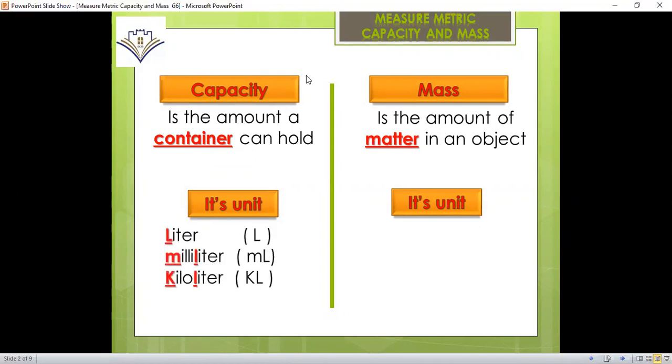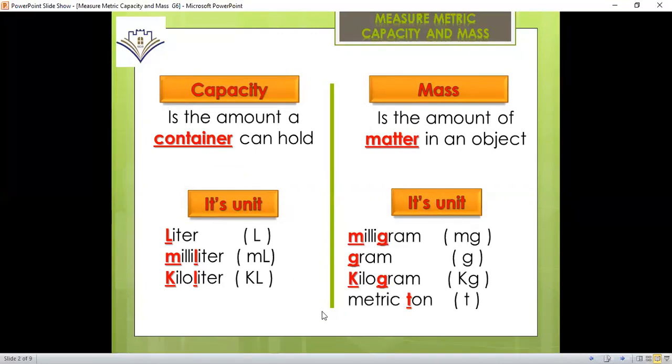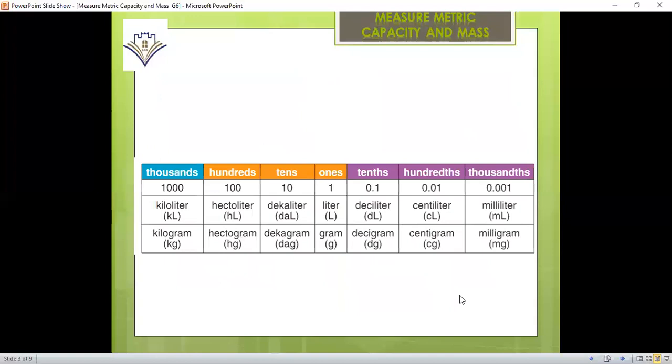Units for capacity: liter, milliliter, and kiloliter. And the units for measuring mass: milligram, gram, kilogram, and ton.